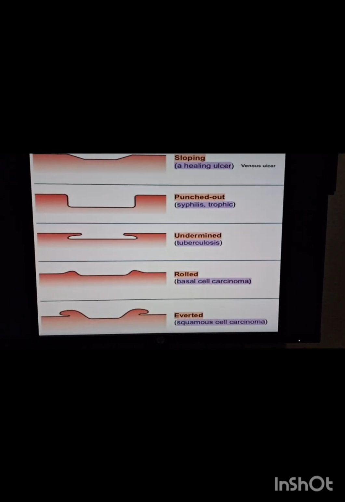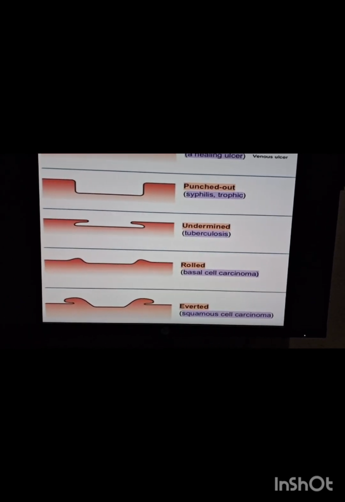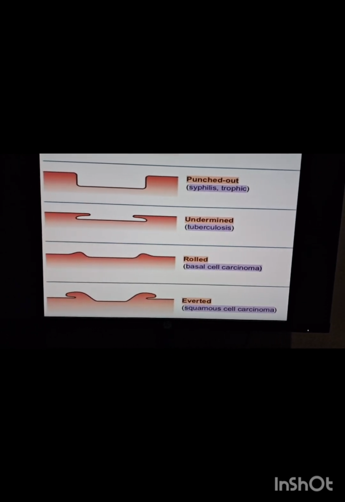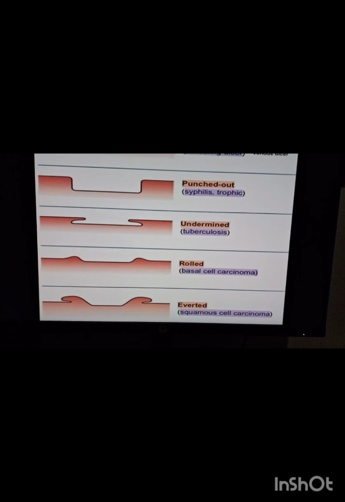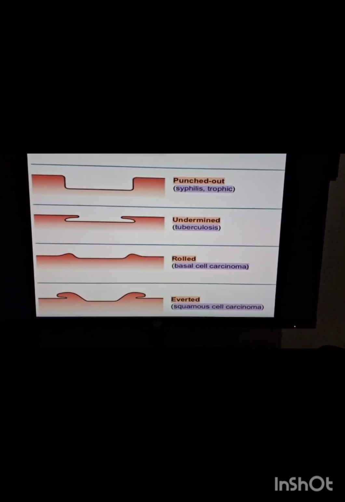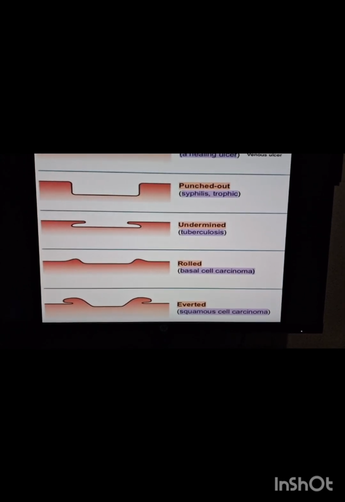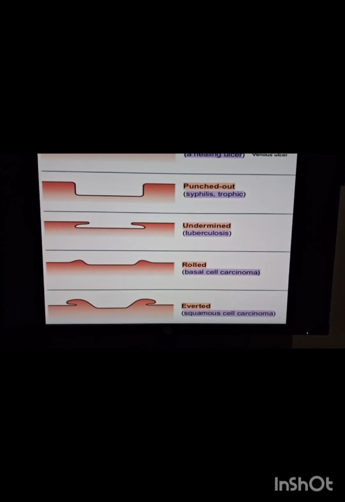Now different kinds of ulcer edge. Sloping edge, that is going downward inside. The mouth is open, wider than the base, wider than the floor. Seen in venous ulcer or in healing ulcer. Punched out ulcer, seen in syphilitic or trophic ulcer. Here the edge is vertical, more or less vertical.